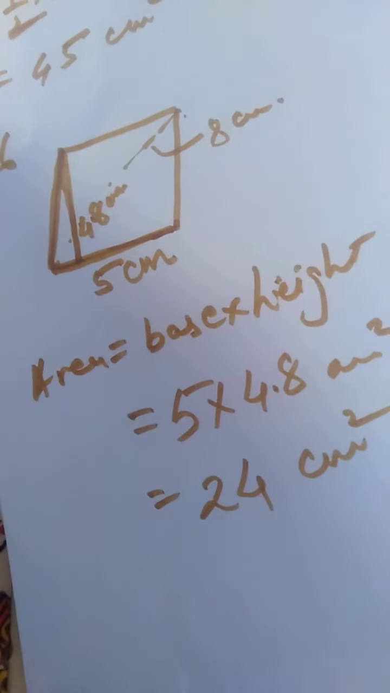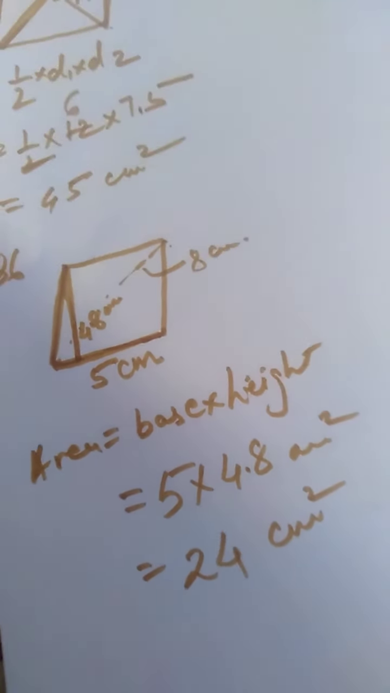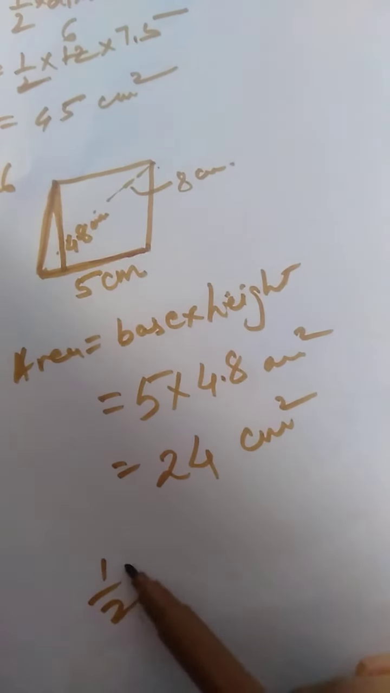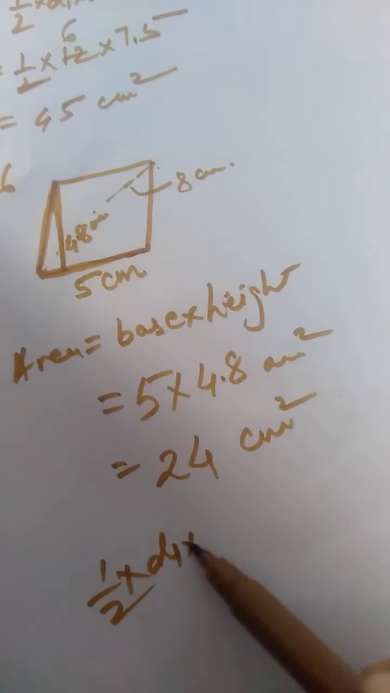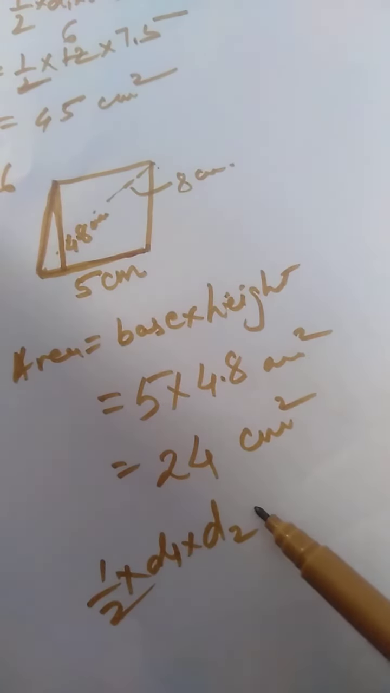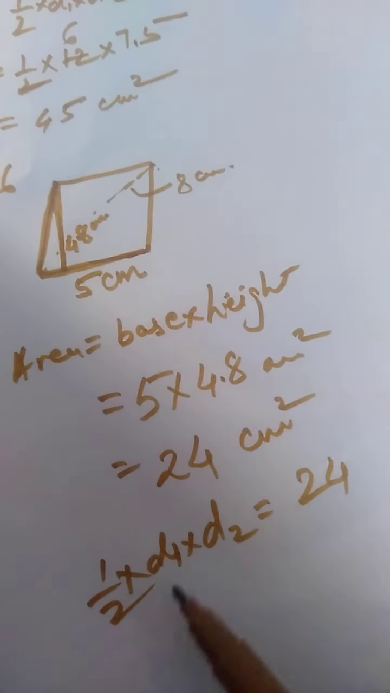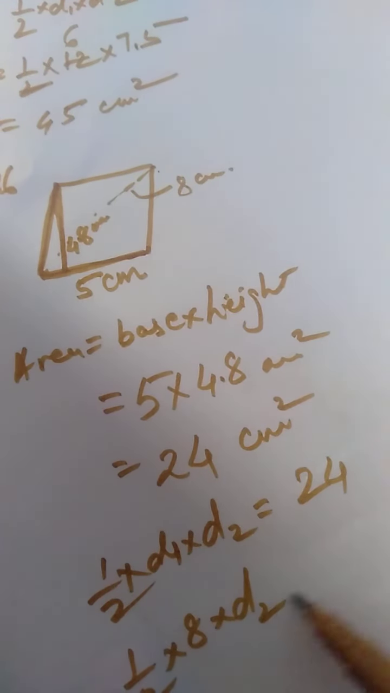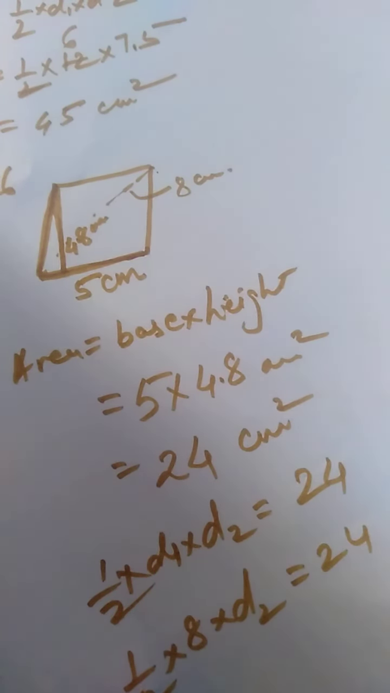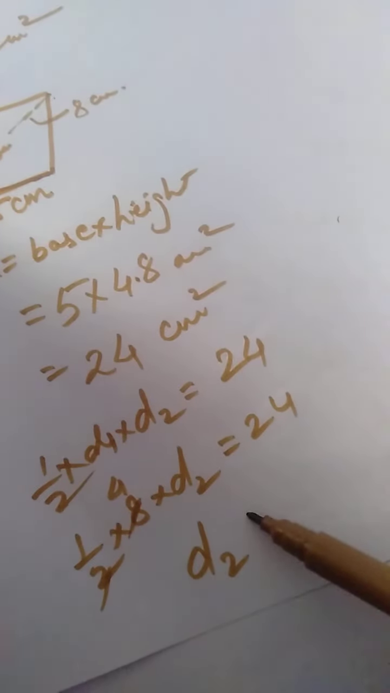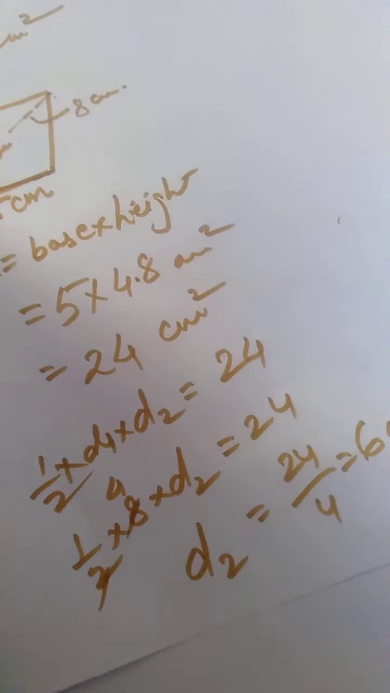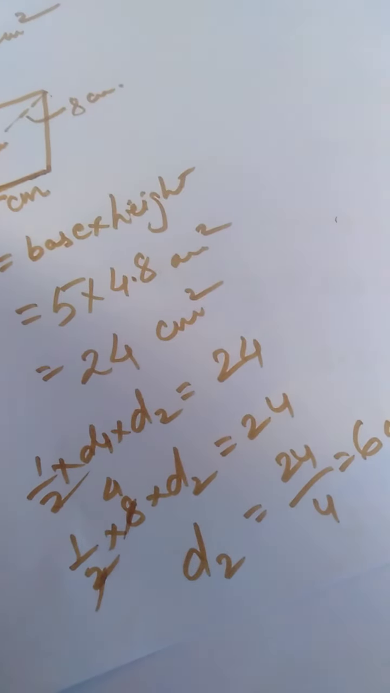We know that for a rhombus, when the diagonals are given, the area of the rhombus is also given by half into diagonal 1 into diagonal 2. So we equate this as 24 equals half into 8 into D2. One of the diagonals is given as 8 and the other diagonal we have to find. Just cancelling 4 times, the other diagonal D2 equals 24 upon 4, which equals 6 centimeter. So the other diagonal is 6 centimeter.